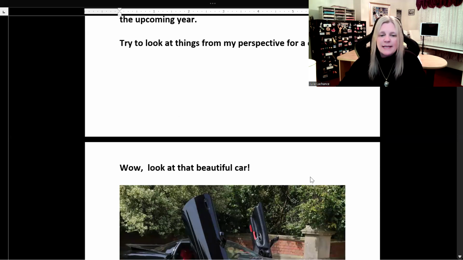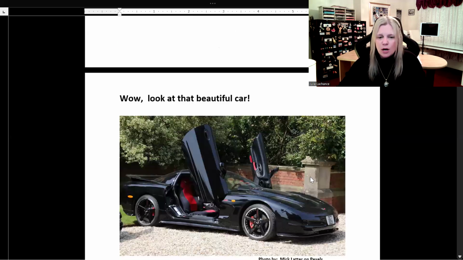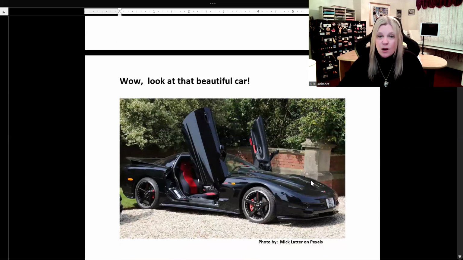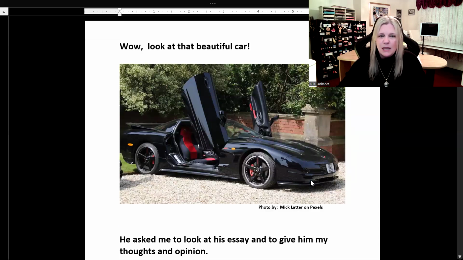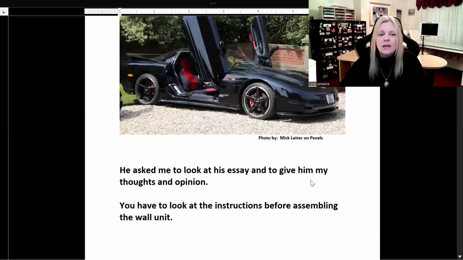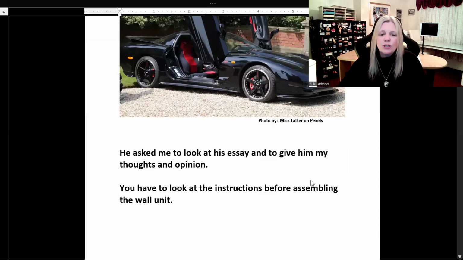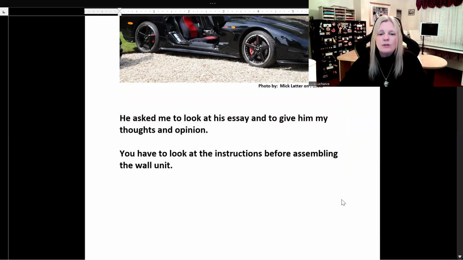Wow, look at that beautiful car. And that type of car is my favorite type of car, the Corvette. I love that car. He asked me to look at his essay and to give him my thoughts and opinion. You have to look at the instructions before assembling the wall unit.